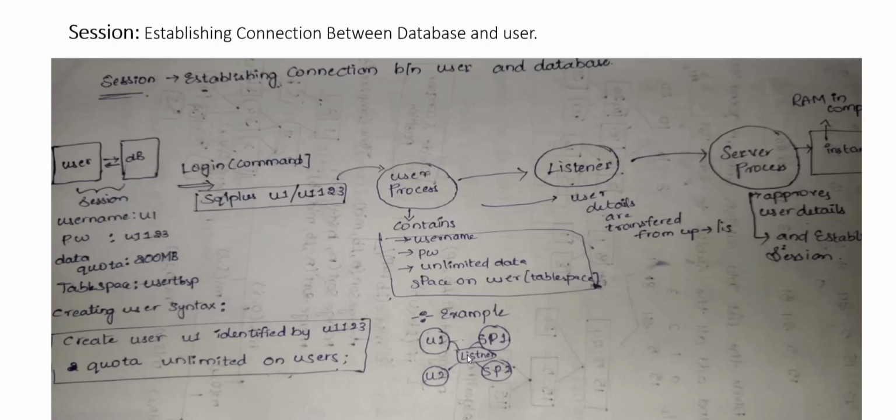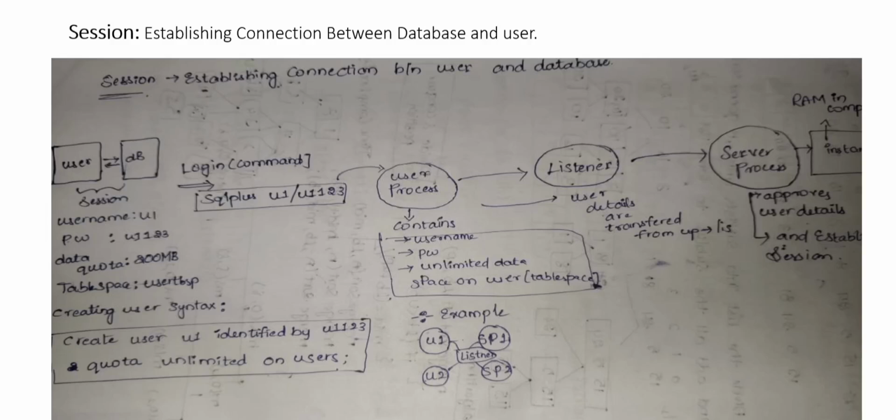For example, I am user 1. I have one user process and one server process. User 2 has one user process and one server process, but both user 1 and user 2 will have only one listener. So this listener will control the sessions of user 1 and user 2. After that, the listener forwards those user details to the server process. The server process will approve each and every detail of the user, and it will establish the session with the database.